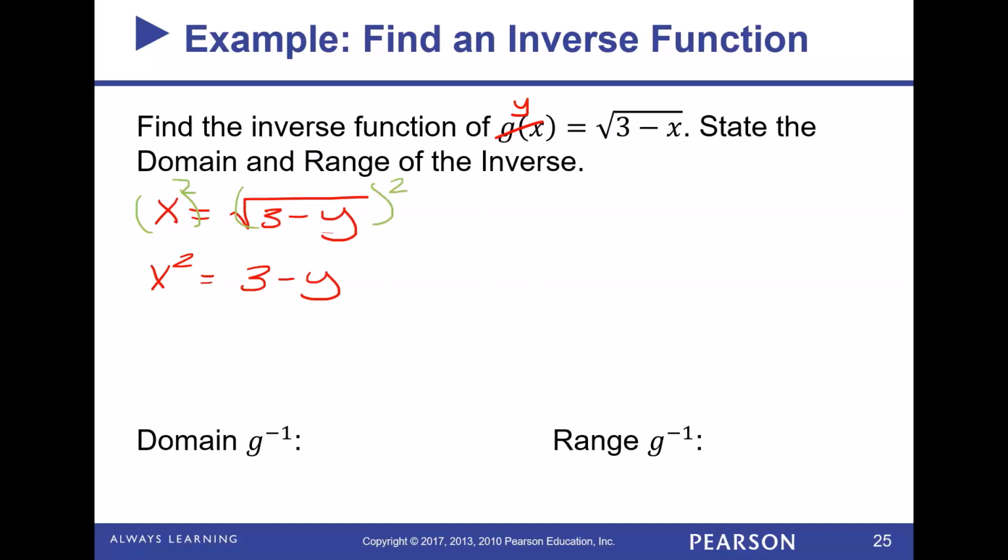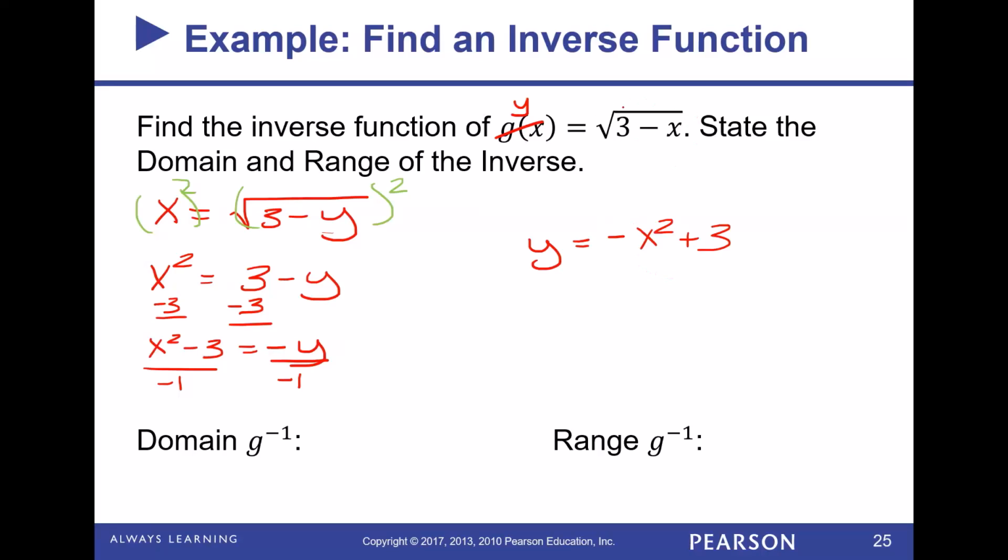Now, in our case here, I am going to have to just subtract my 3 over. So I get x squared minus 3 equals a negative y. That negative is still in front of the y. Do not drop it. But at this point here, I do need to get rid of it by dividing by -1. So that way we get y by itself and it's positive. And I end up with a negative x squared plus 3.